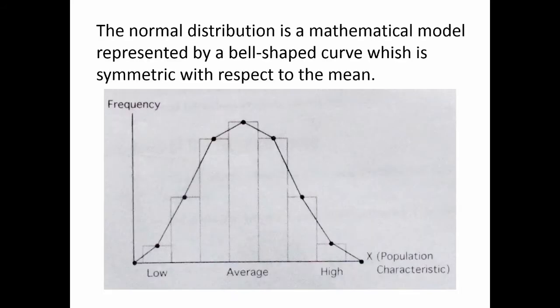For one, a normal distribution is a mathematical model represented by a bell-shaped curve which is symmetric with respect to the mean. For example, you have this number of households, and we are talking here of their income. When we say normal distribution, most of the respondents here are having average income. If the average income is 15,000, most of the respondents in a certain barangay have 15,000. There are few families having low income, below 15,000, and there are also few having above 15,000.